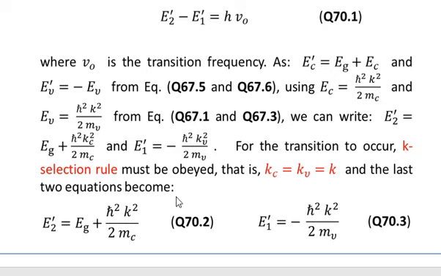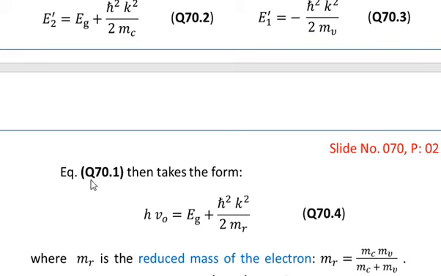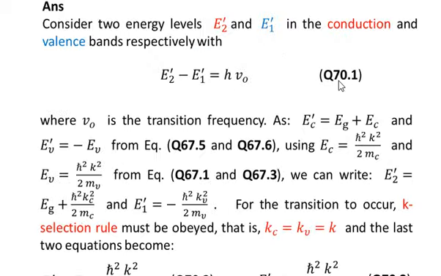And the last two equations then take the following form, that is E2 prime is equal to EG plus h bar square k square over 2 mc, and the second equation is E1 prime is equal to minus h bar square k square over 2 mv. So equation number 70.1 takes the following form. This equation is 70.1. Here we are writing for the next equation.